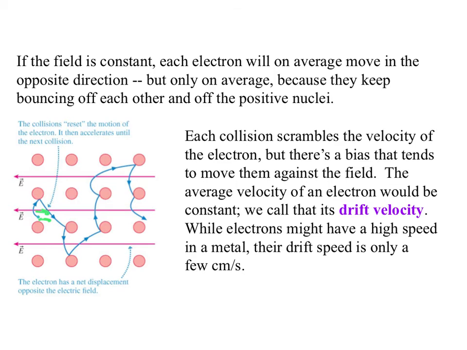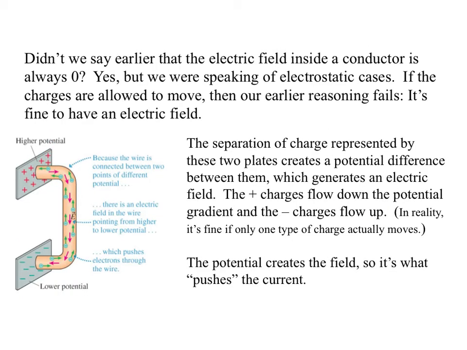You might want to object that earlier in the class we said that the electric field inside a conductor is always zero. And we did, and it wasn't a lie, because in that case we were talking about electrostatics. And because of that, there couldn't be any motion of charges, so there couldn't be any field because that would have moved charges. But now we're allowing charges to move. We're not saying they have to be held in place, so the earlier reasoning fails. It's okay to have an electric field.